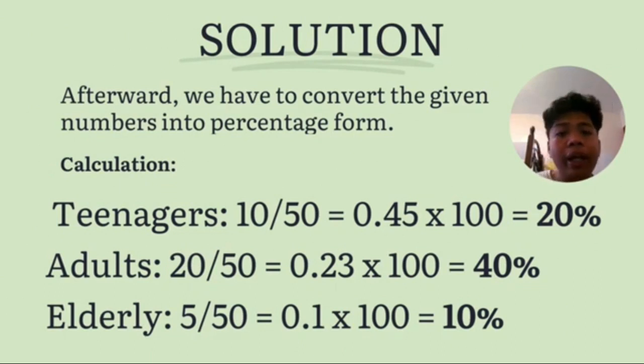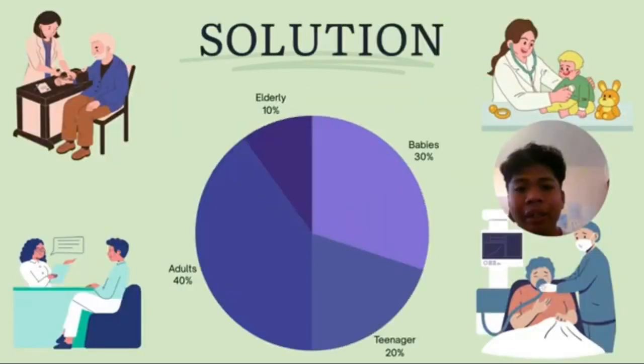At the end, we get 20%, 40%, and 10%. So when we put it in a pie chart, it looks like this. 10% are elderlies, 30% are babies, 20% are teenagers, and 40% are adults with severe sickness.